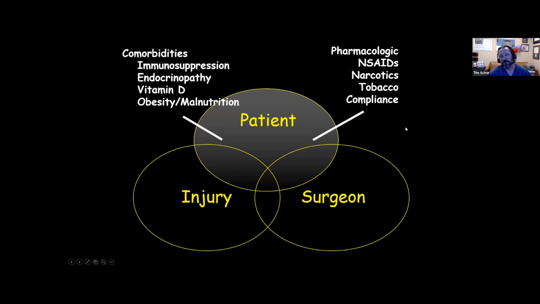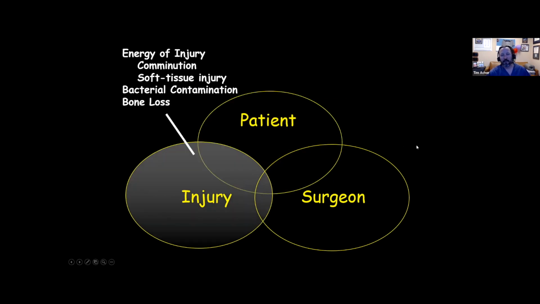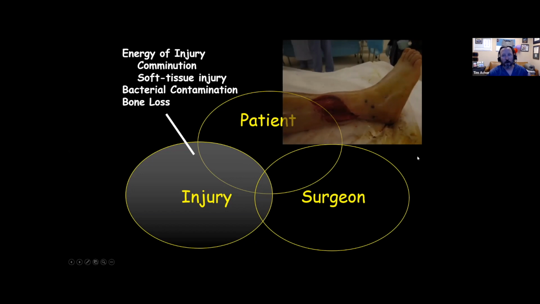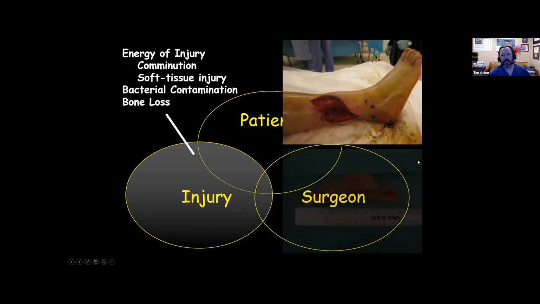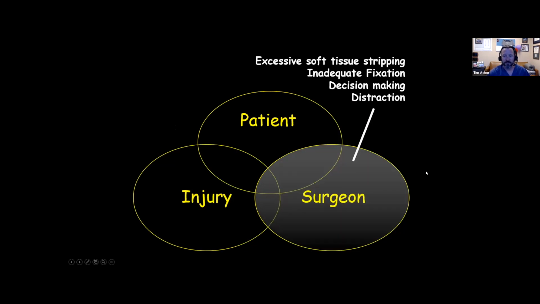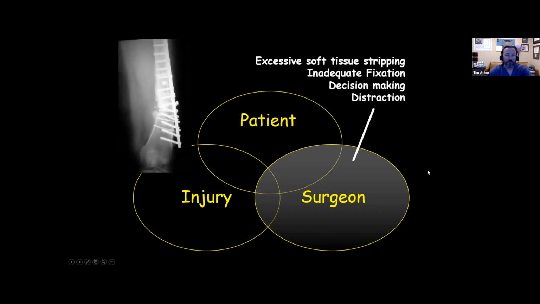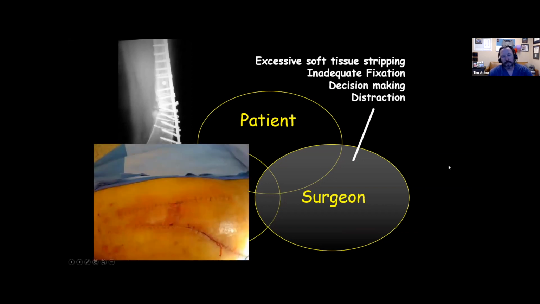But we know there are some patient factors that go into it, whether it's comorbidities such as diabetes, obesity, maybe they're heavy smokers, maybe they're non-compliant. We know there are injury-related factors. How open was the wound? How much periosteal stripping was there? Is there bone loss? And then we know that as surgeons, there are things that we are in control of as well, such as assaulting the bone with perhaps too many screws or cerclage wires, or maybe even making incisions that are too close together.